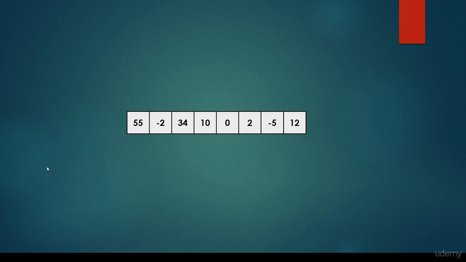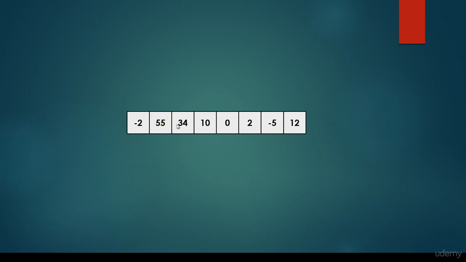So let's see a concrete example. We have a one-dimensional array of integers: 55, minus 2, 34, 10, 0, 2, minus 5 and 12. Okay, of course we start at the beginning. It is the first item, so that's all. Then we consider the next one, and basically we keep considering whether the items before that given one are smaller or greater than it. 55 is greater than -2, so we shift it. And basically that's the only item we have to consider, so that's all.